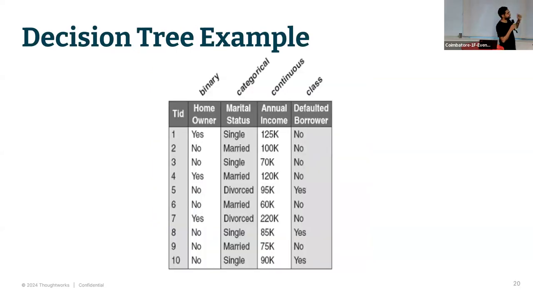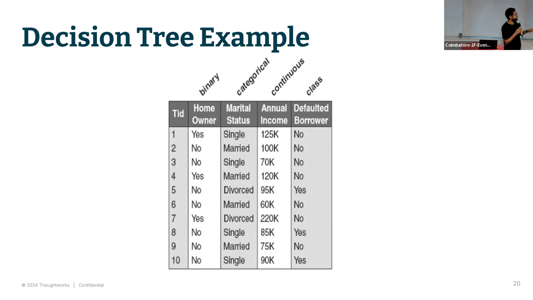So this is an example that I have. This data set is actually from a bank. As you can see, the bank has a lot of information. These are just 10 rows. It will tell you whether a particular individual is a homeowner or not. If they're a homeowner, it will say yes. If you don't own a home, it'll say no.